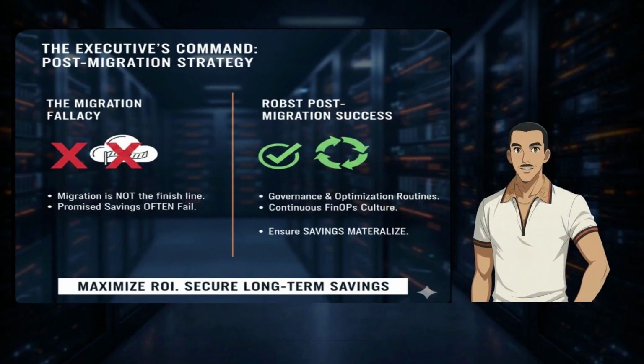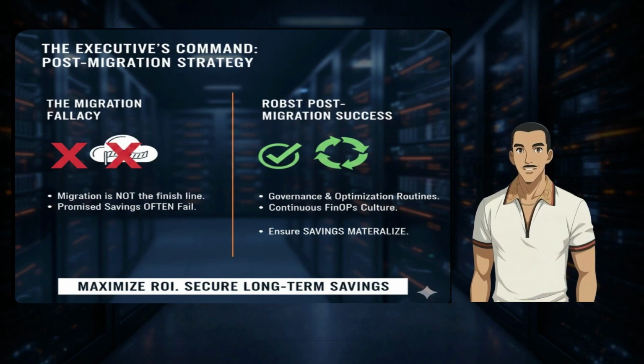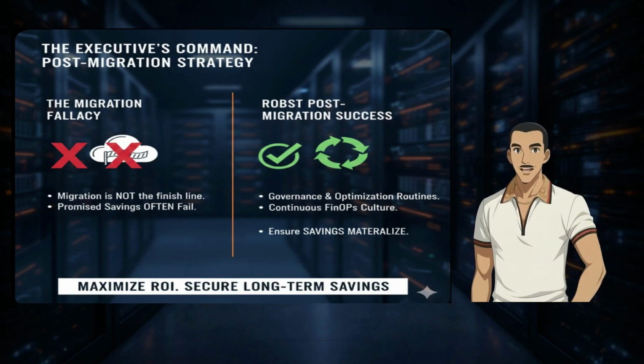The most expensive mistake an executive can make is treating migration as the finish line. In reality, the go-live is just the starting block. A truly robust strategy must include a post-migration framework for cost governance. Without active optimization routines and a culture of continuous FinOps, those promised savings simply won't materialize. Don't just move your workloads. Manage them to ensure your ROI actually hits the balance sheet.